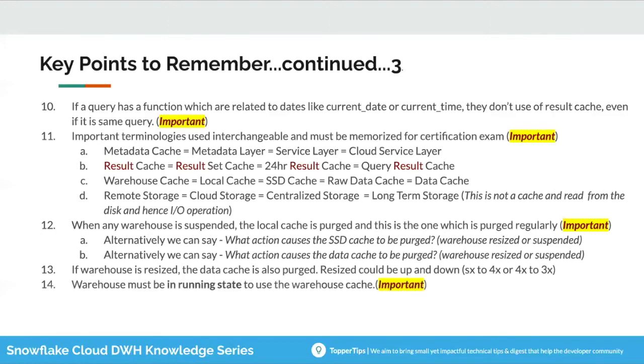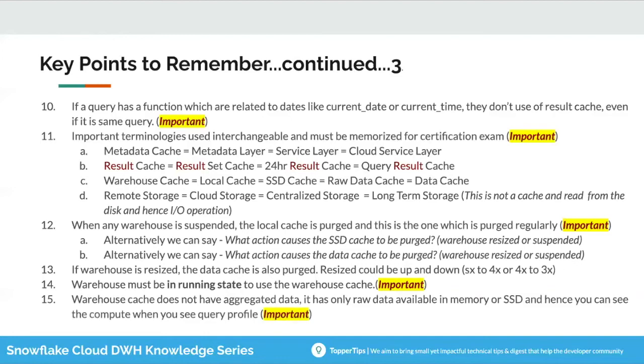The warehouse must be in running state to use the warehouse cache. You don't need any warehouse running for the metadata cache, and you don't need any warehouse running for the result cache. However, to access the warehouse cache, you need to have the warehouse running. If the warehouse is resized or suspended, the local cache is gone. The warehouse cache does not have any aggregated data. It has only the raw data available in memory or SSD, and hence you can see the compute when you see a query profile.